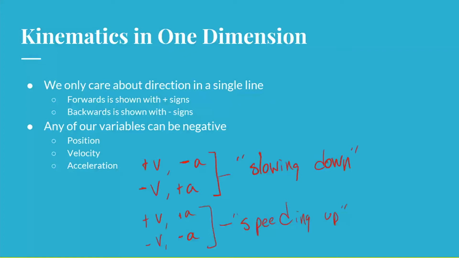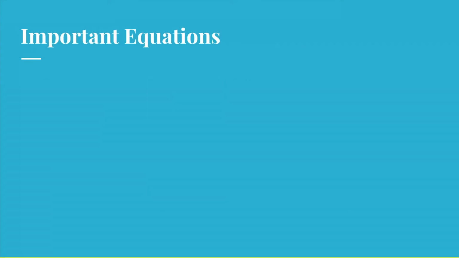Even our time variable can be negative. It's not usually used, but if you say that something occurred at negative 10 seconds, that means it happened 10 seconds before we started our experiment. Most experiments are going to choose our initial condition at time equals 0. That will not always be the case, but pay attention to that. To make our lives easier, we'll always assume that time is greater than or equal to 0.